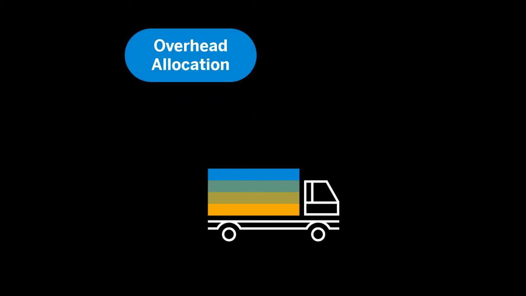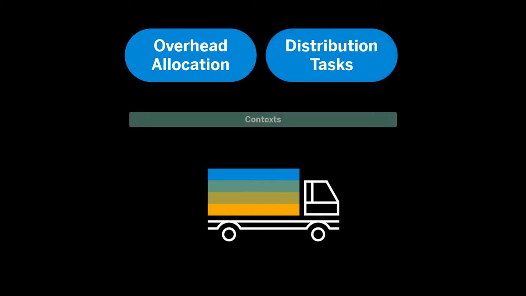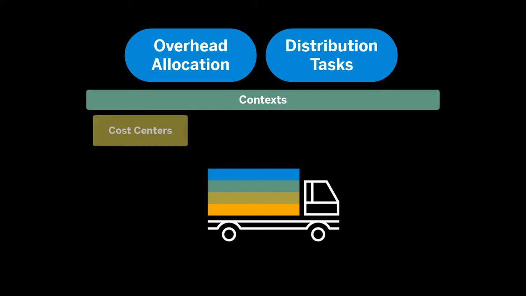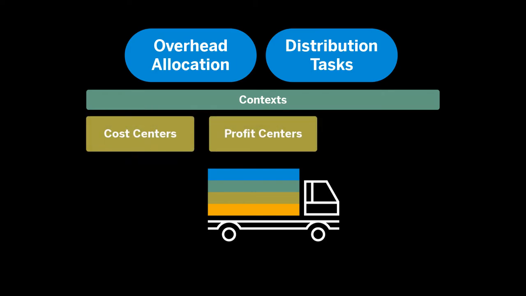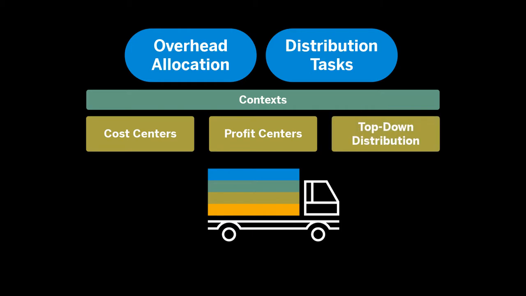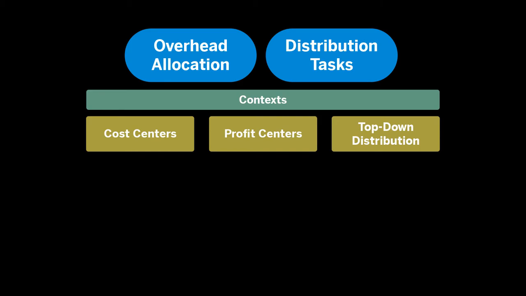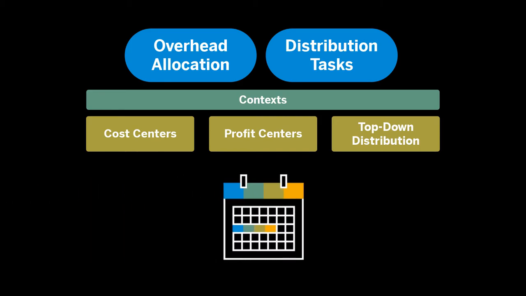With the allocation features of the Universal Allocation, you can manage and perform various overhead allocation and distribution tasks for different allocation contexts, like cost centers for the overhead cost accountant, profit centers for the GL accountant, or top-down distribution for the sales accountant. You periodically allocate amounts and quantities from sending objects to receiving objects.